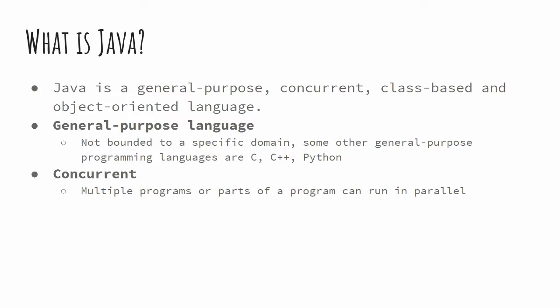Now, class-based means that everything within a Java program has to be inside a class. And object-oriented is a design philosophy, and we'll get more into that later on in this series.